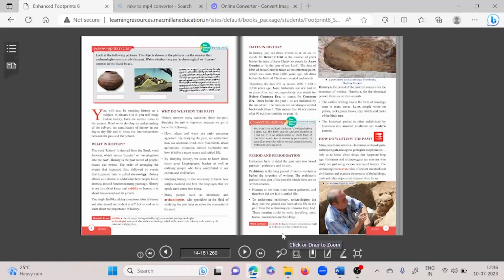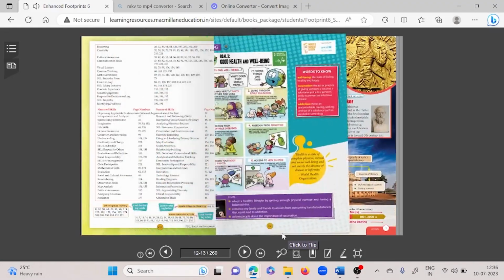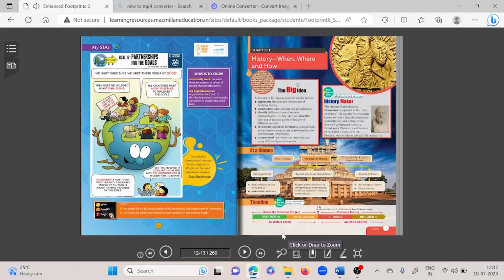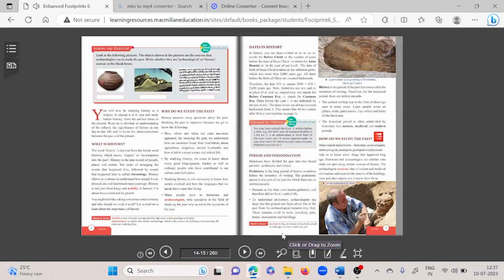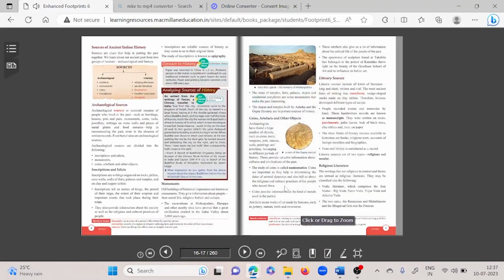We'll be proceeding with Chapter 1 of History: When, Where, and How. In the last class, in part 1 of this chapter, we covered what is history, why do we study the past, dates in history, period and periodization, and how do we study the past. Right? So, in today's class, we'll be studying sources of ancient Indian history.